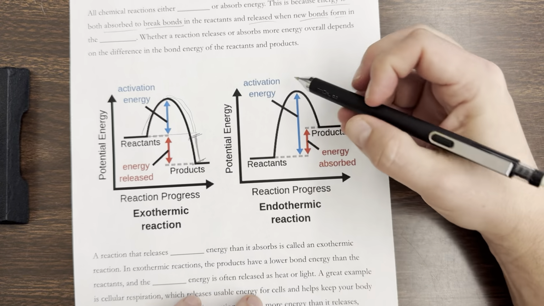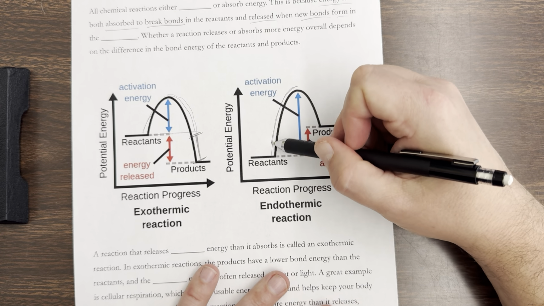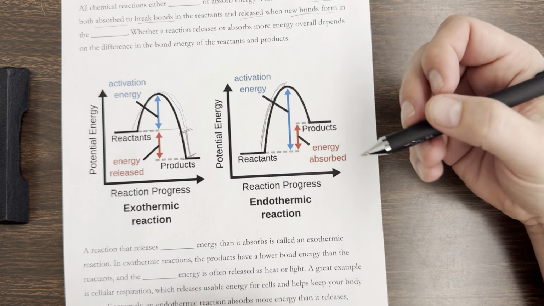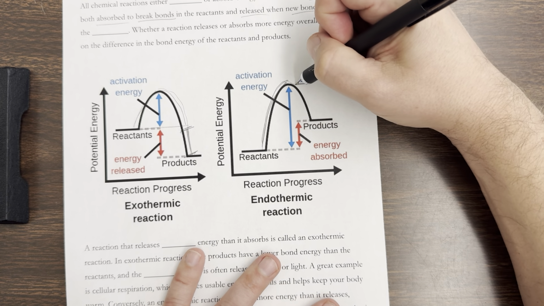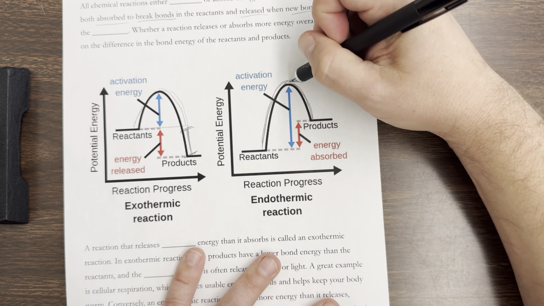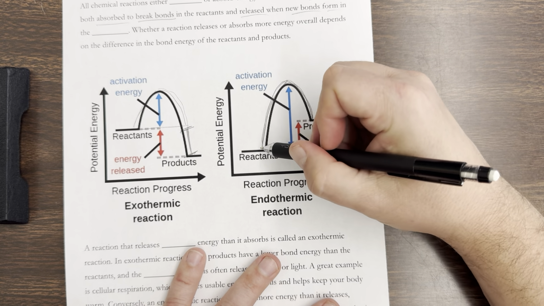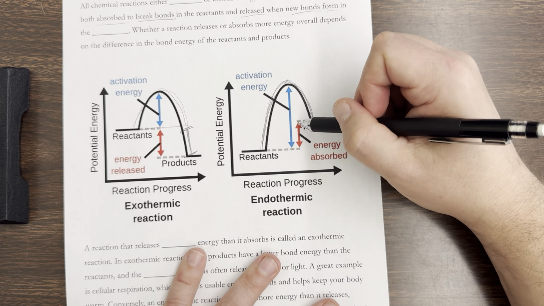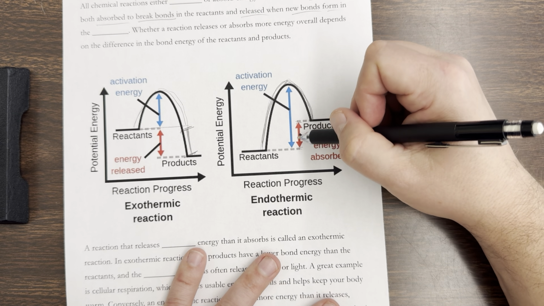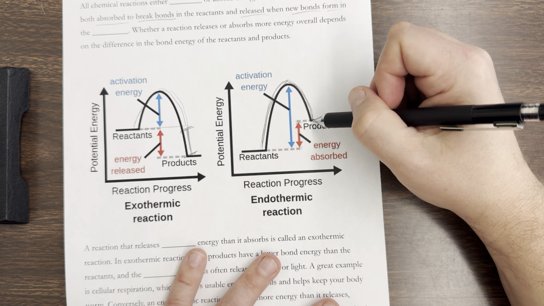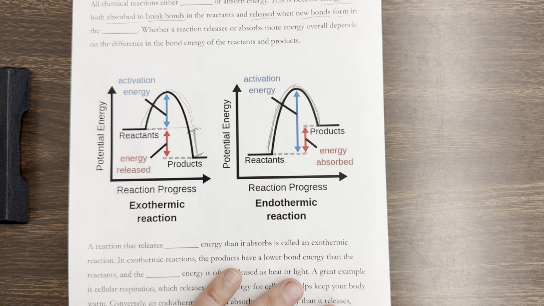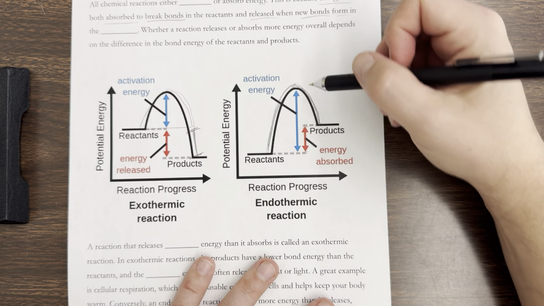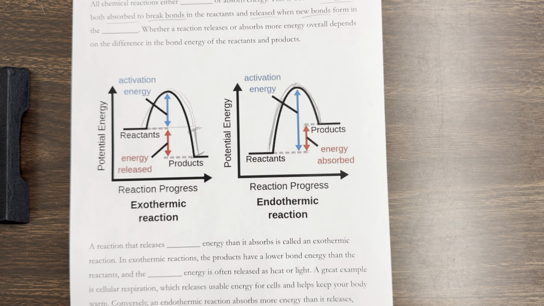The opposite is here. It takes all this energy to break the bonds. And when new bonds form, like a new product, it only takes this much energy. So it doesn't take as much energy as we input. That means we need to absorb a little bit more energy in order to finish up this process. So in this case, you have energy absorbed in order to finish that process.